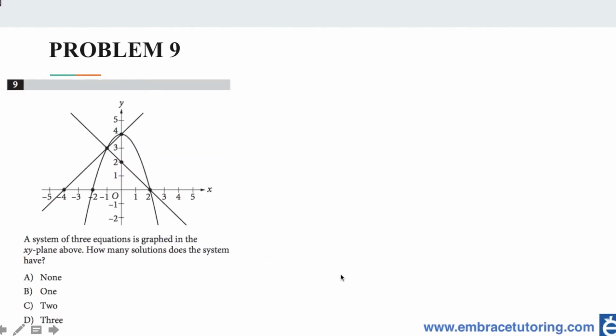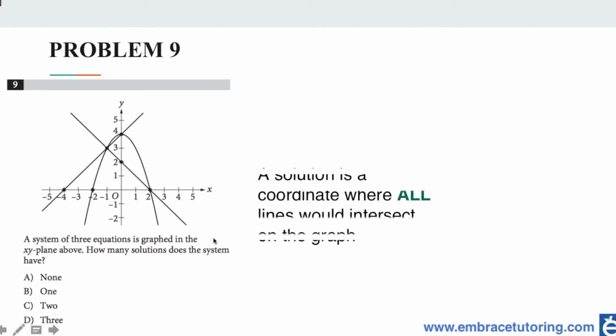Okay, for problem number 9, it says a system of 3 equations is graphed in the xy plane above. How many solutions does the system have? Now the key question here is how many solutions does the system have? And one thing you want to recall is that a solution is a coordinate, in other words, somewhere on the graph, in terms of x, y, where all of the lines would intersect on the graph.